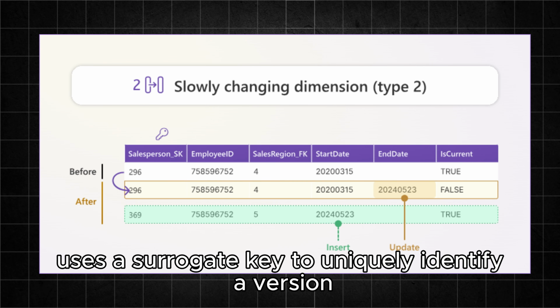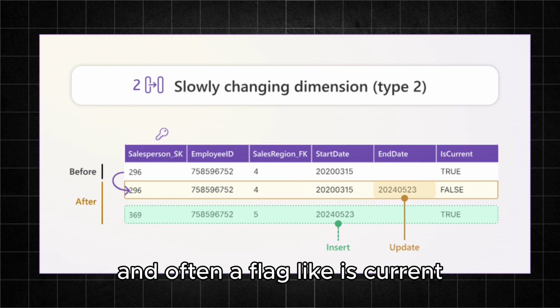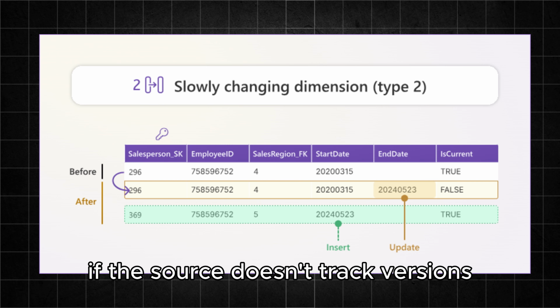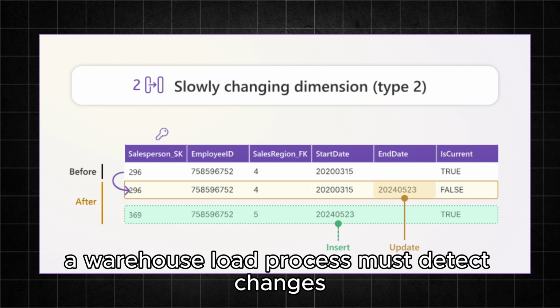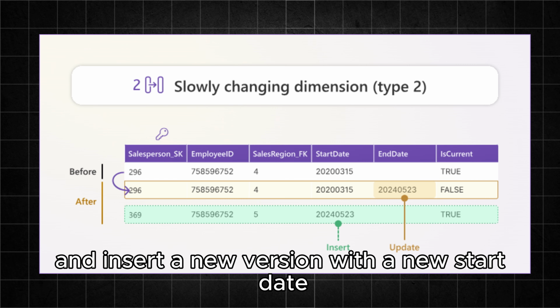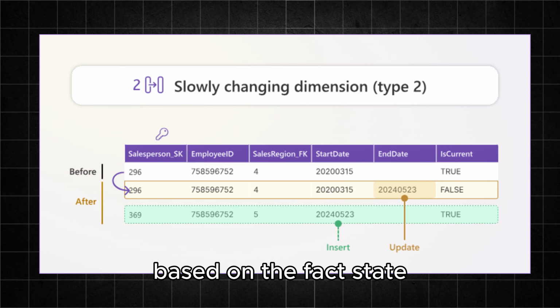The dimension uses a surrogate key to uniquely identify a version, plus date range columns such as start date and end date, and often a flag like isCurrent. If the source doesn't track versions, a warehouse load process must detect changes, expire the current row by setting end date, and insert a new version with a new start date. Facts must then look up the correct dimension key based on the fact's date.